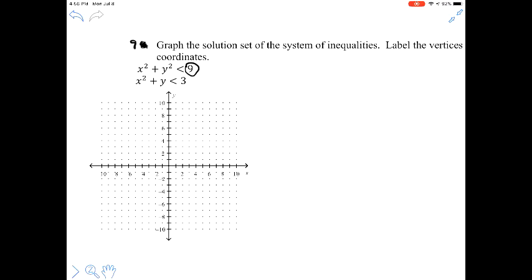So the radius is 3. Not necessarily the diameter; if the radius is 3, then all the way across the diameter would be 6. Okay, gotcha. So if the radius is 3, then I'm just going to go 3 out from 0, 0 in each direction.